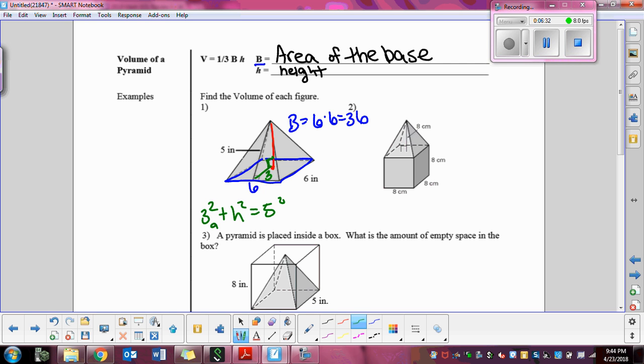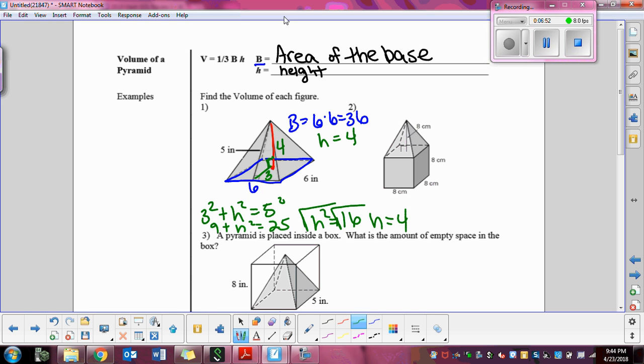Then 3 squared is 9 plus h squared equals 25. And if you subtract 9, you're going to get h squared equals 16. And then if you take the square root, you're going to get h is 4. We already went over this triangle last notes. This is a 3, 4, 5 triangle. But what we needed was the height. So my height equals 4.